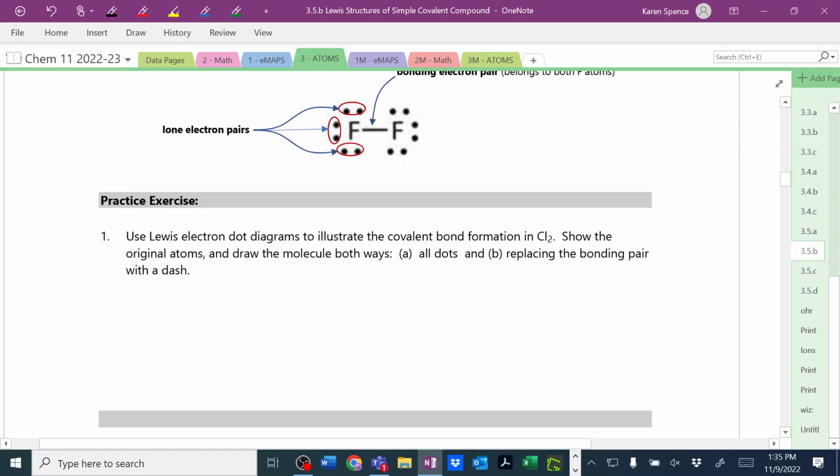A practice exercise. Could you draw a Lewis dot electron dot diagram to illustrate the covalent bond formation in Cl2? You are going to show the original atoms. I'm talking to you in the back row there, Ben. You're going to show the original atoms. You're going to draw the molecules both ways. You're going to show them all dots, and then you're going to replace the bonding pair with a dash. We're only doing this one, so it's not like it's going to take up quantities of your time.